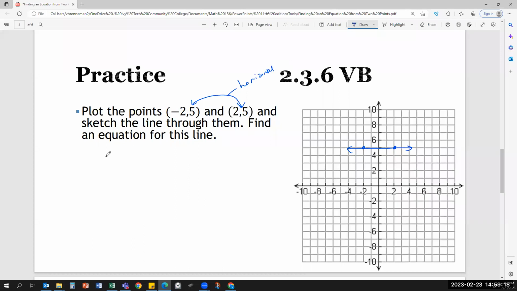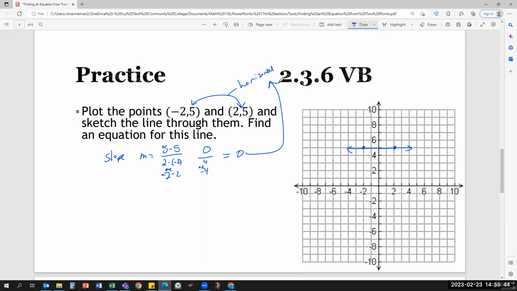Or if you calculate the slope, you get 5 minus 5 over 2 minus -2, or over -2 minus 2. But either way, you have 0 on top of a 4 or a -4. And it doesn't matter, it's 0 regardless. Then that should tell you that it's a horizontal line.